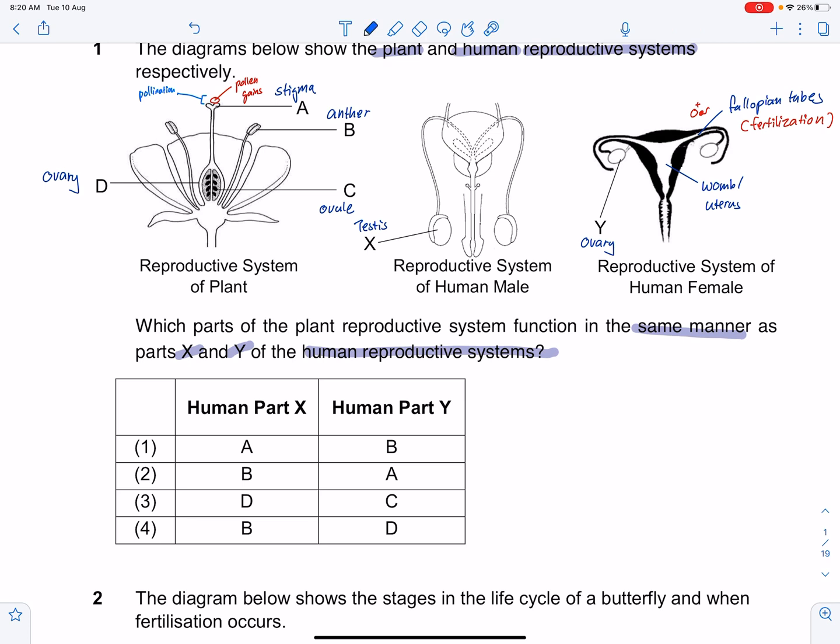So by elimination, I know that A and D are wrong, so we go ahead and eliminate these two. Then we look at part Y. Part Y is actually our ovary, and as we have already identified over here, D is actually the ovary. So therefore, the answer would be number 4.